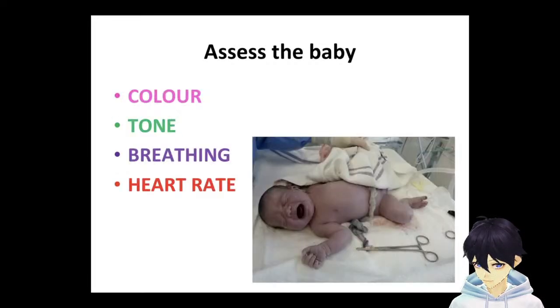So assessing the baby, you're looking at colour, tone, breathing, and heart rate. So if you look at this picture here, the baby is pink. You can see that the tone is good. They look like they're a little bit wriggly. They're clearly screaming, so they're breathing. And I can tell you that the heart rate in this baby was well over 100. So therefore, everything in this baby is good. You would merely dry and wrap the baby and give the baby to the mother.